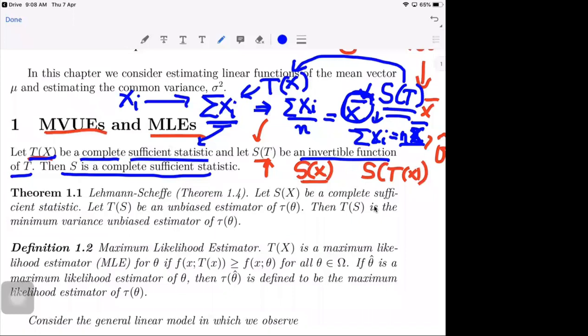Do you follow? Yes, ma'am. So in our notation, the T of X will be the summation of X. The S of T will be X bar. So if summation of X is a complete sufficient statistic, then X bar, which is a function of T, or in our notation S of T, is also a complete sufficient statistic on the condition that S there is an invertible function. Okay.